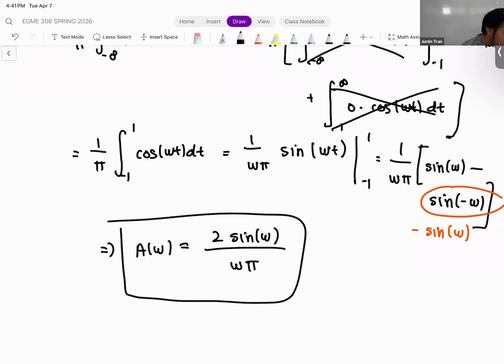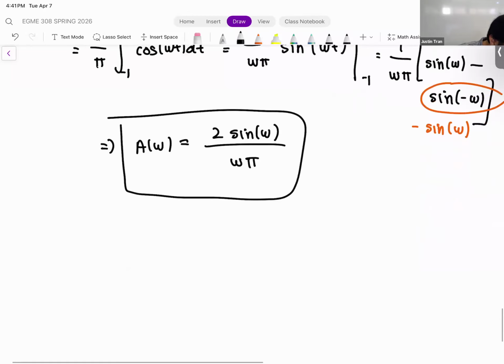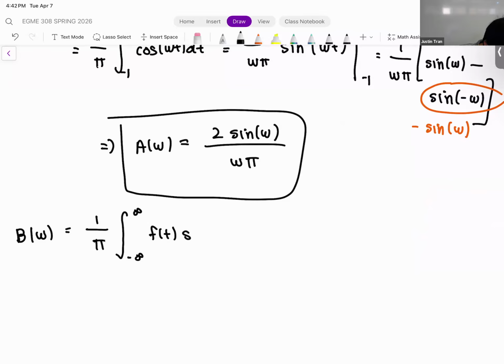So our other one is B of omega. B of omega is equal to 1 over pi integral from minus infinity to infinity of f of t sine of omega t dt. Okay, right, so that's just the formula for b of omega. That's the sine part of the Fourier transform.